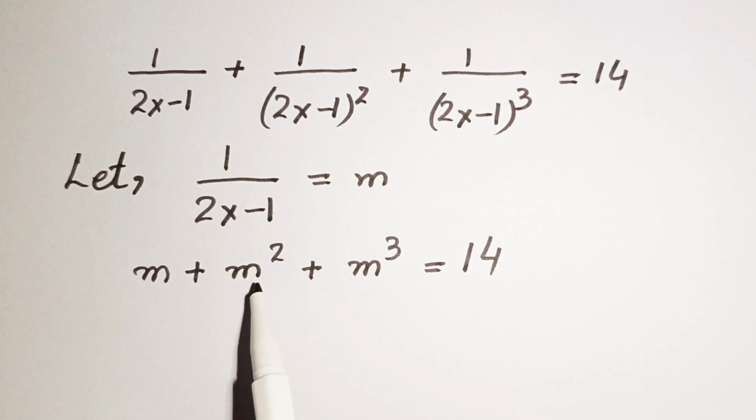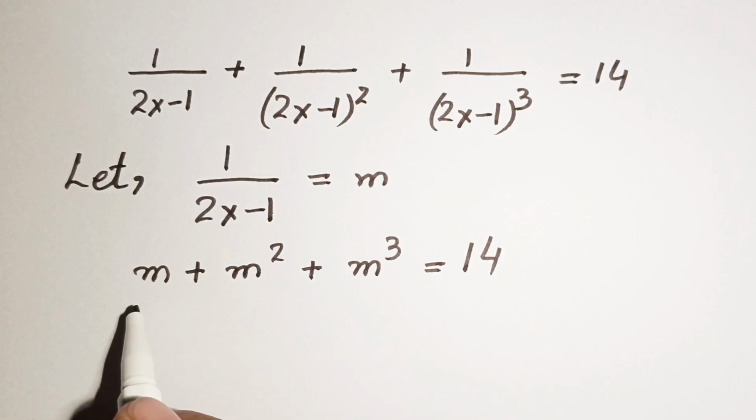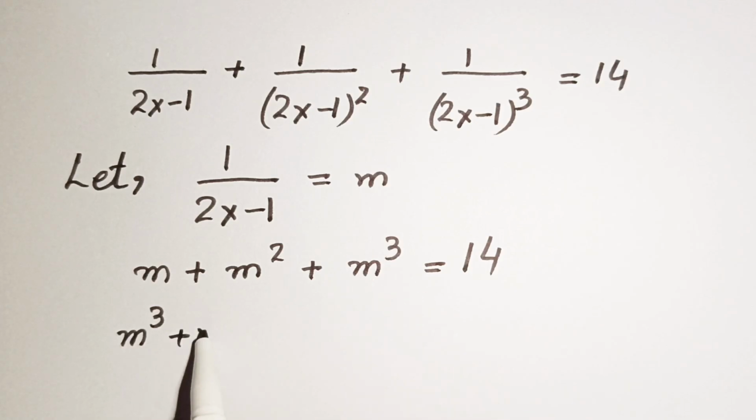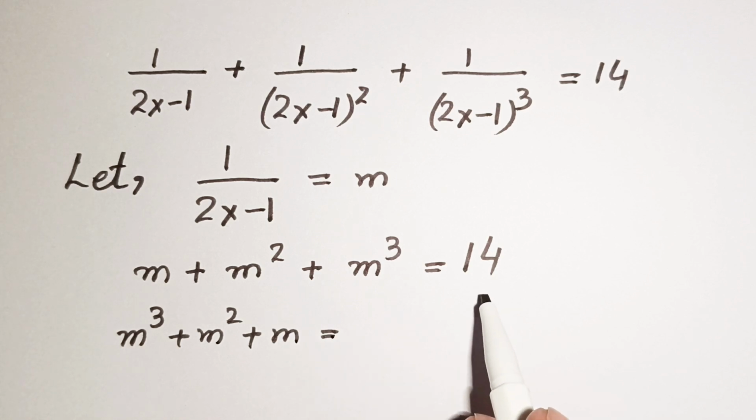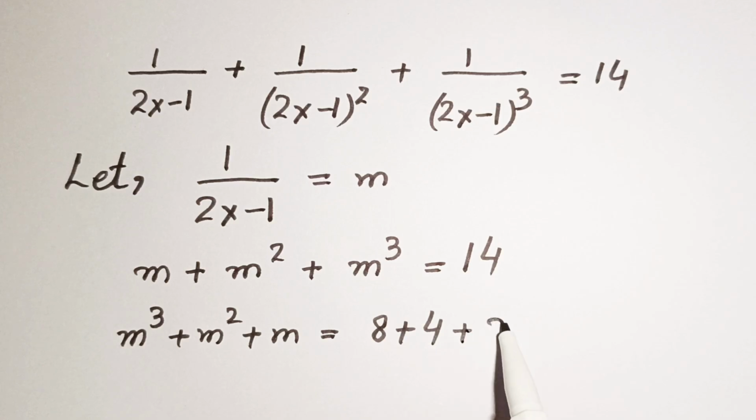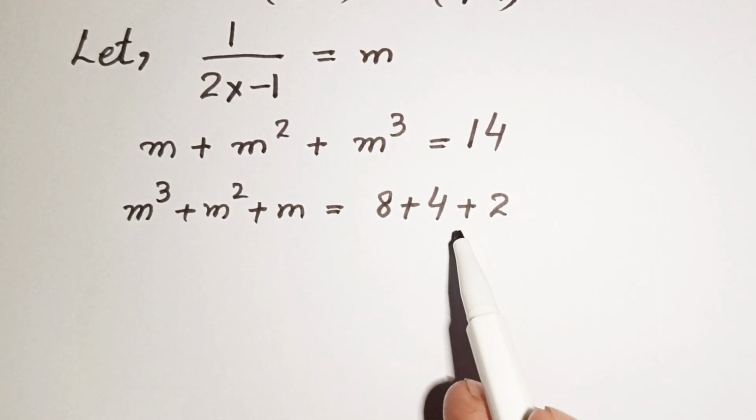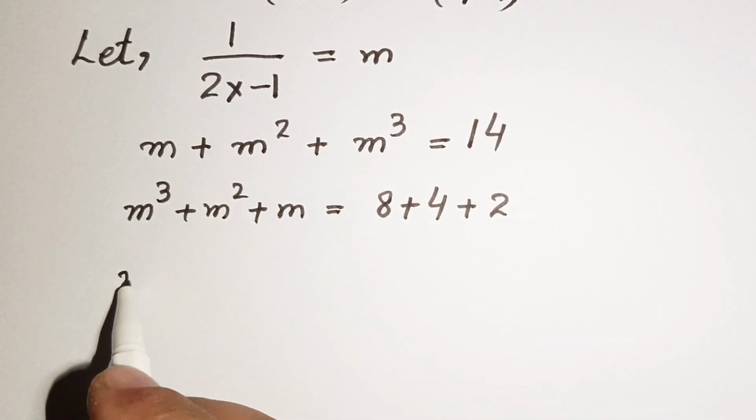So that's why we just write here m squared plus m cubed. Now our next step will be, here we have m cubed, just rearranging this equation. So m cubed plus m squared plus m is equal to, this 14 can also be written as 8 plus 4, which is equal to 12, plus 2, which is equal to 14.